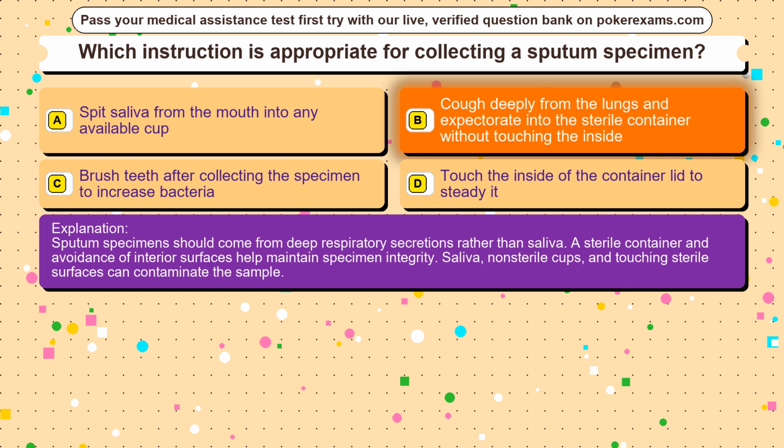A sterile container and avoidance of interior surfaces help maintain specimen integrity. Saliva, non-sterile cups, and touching sterile surfaces can contaminate the sample.